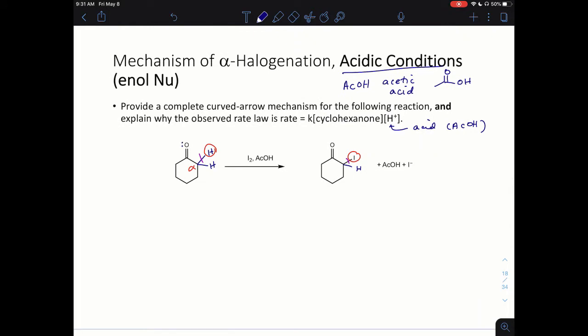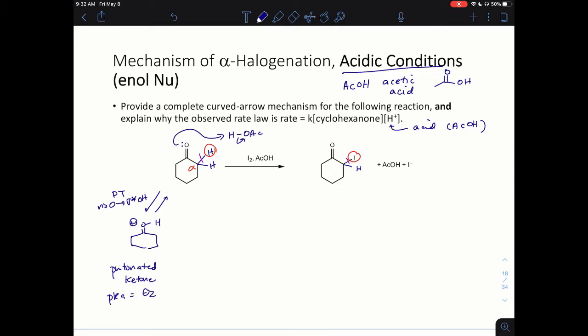Cool. So when we're making the enol, the first step is to protonate. So we will protonate to generate the following species. So we have here a protonated ketone, and the pKa of a protonated ketone is about -2. So this is really, really acidic.